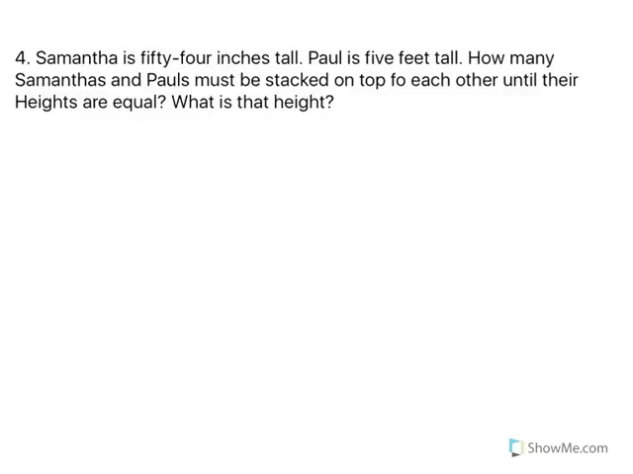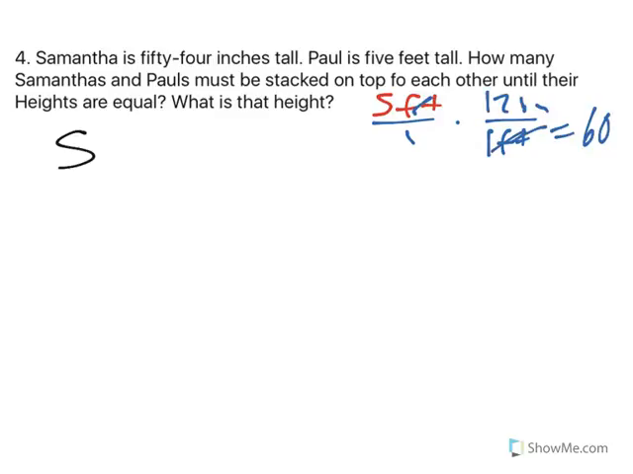And the last problem here, I believe, number 4. Samantha is 54 inches tall. Paul is 5 feet tall. How many Samanthas and Pauls must be stacked on top of each other till their heights are equal? Okay, well, 5 feet, if I multiply, in 1 foot there are 12 inches. So that means Paul is 60 inches. Okay, so I have Sam and I have Paul. Sam is 54, Paul is 60.